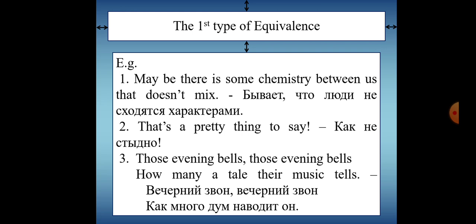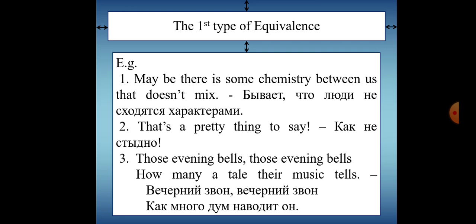Language units take part in the creation of such meaning not through direct meanings, but as a part of the whole. The receptor should understand not only the meaning of language units and their connection with each other, but also he should be able to make some conclusions concerning not only what the source says, but also what he wants to say with it. For example, maybe there is some chemistry between us that doesn't mix.